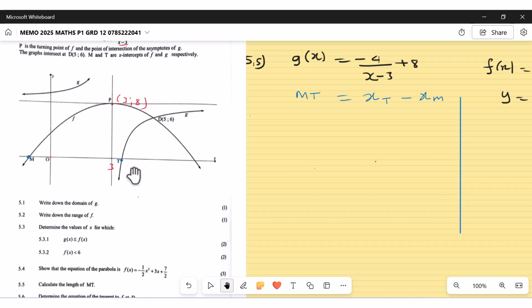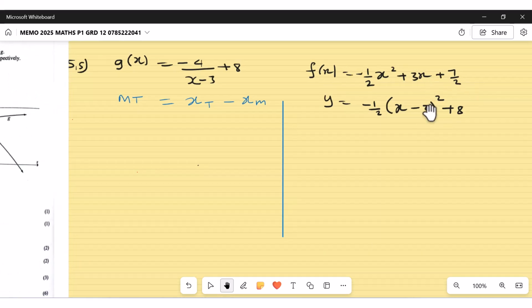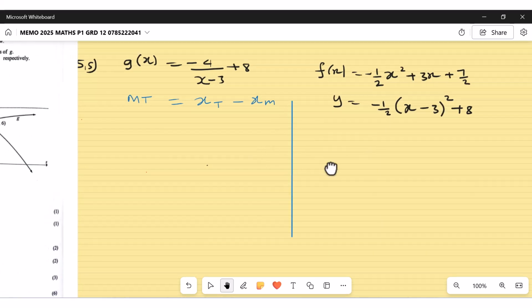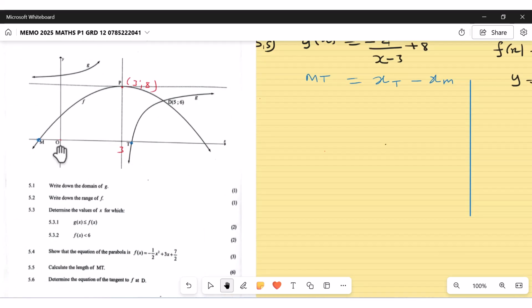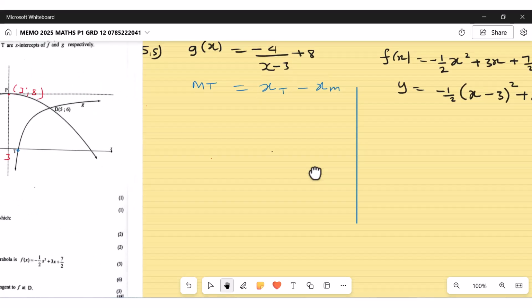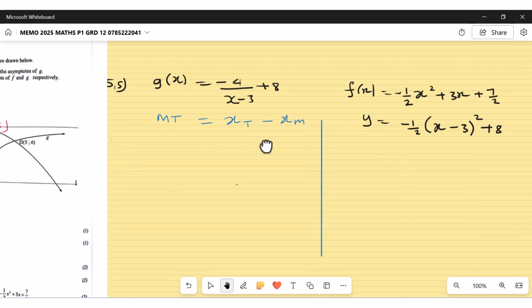Now from M to T, as you can see, it is a horizontal line. So if I can get my x at T and my x at M, then I can subtract the two to get my MT. My g of x is the hyperbola, which is at T here, and the f of x, the parabola, is the one for M. But both at M and T, y is 0. So I just need to find my x-intercepts here. If I get them, I'm going to get my MT by subtracting xT minus xM.